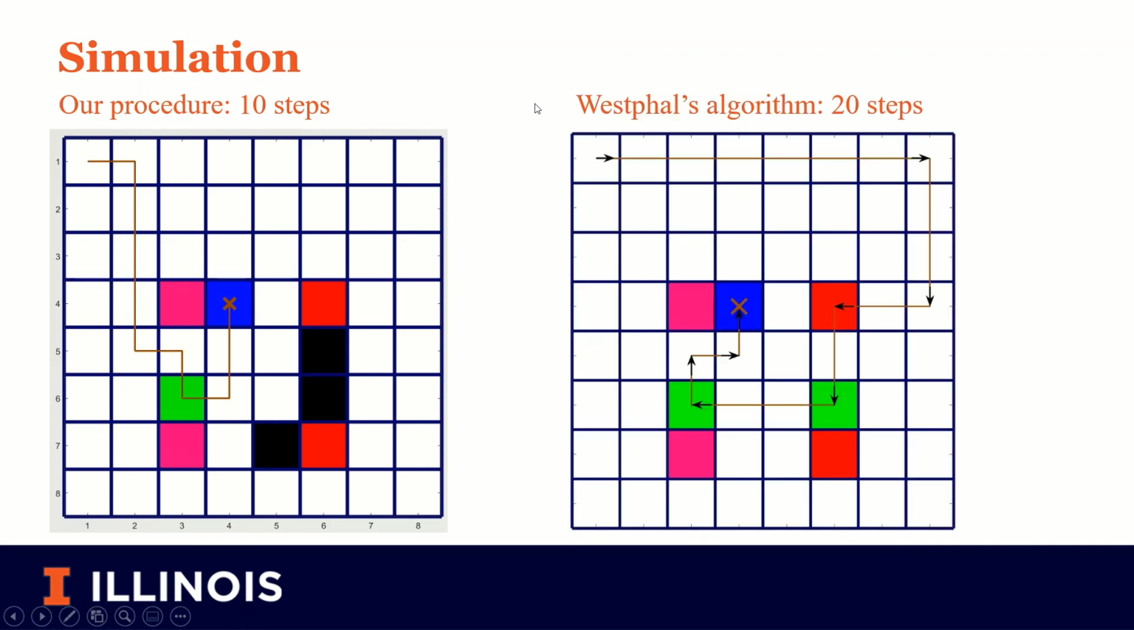We compare this to Westphal's algorithm, which is a popular algorithm to solve the Canadian traveler problem, and it requires 20 steps to complete the same LTL specification.